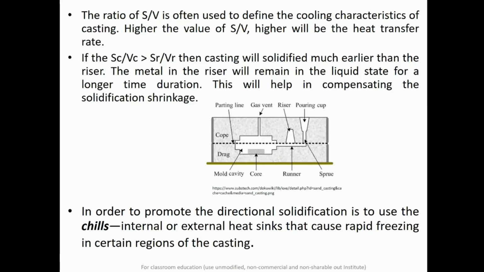And in order to promote this directional solidification, the foundry person uses some arrangements which are known as chills. As the name suggests, chills are arrangements used to cause a chilling effect, and these are internal, or sometimes used as external heat sinks that cause rapid freezing in certain regions of the casting. So you all know the role of a heat sink: it is used to increase the heat transfer rate and to promote rapid freezing in the casting.